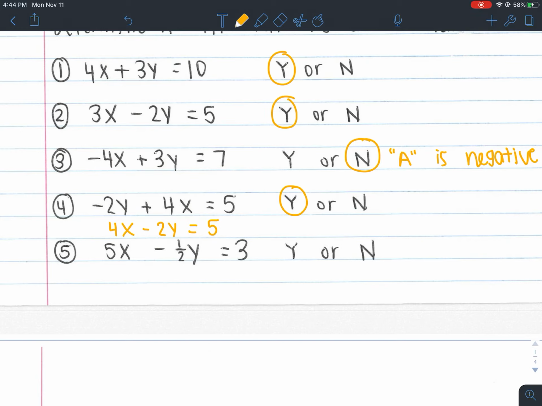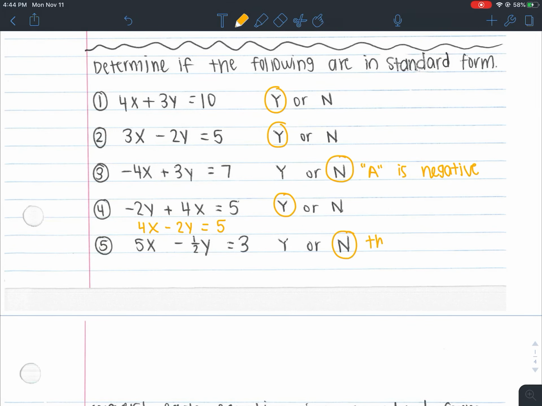Number 5, 5x minus 1/2 y equals 3. X and y are on the same side. However, we have a fraction present, so this is no. There's a fraction.